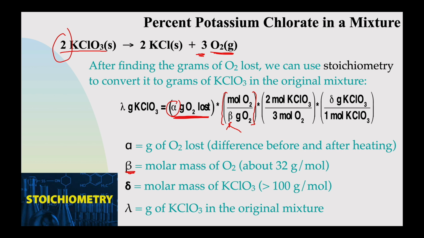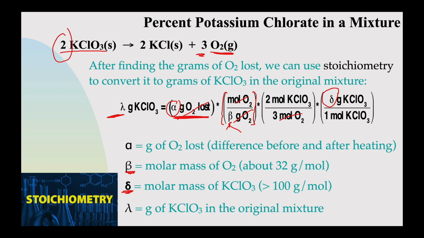So you can see here by the units that the grams of oxygen are going to cancel, the moles of oxygen will cancel, and at this point we would have the moles of potassium chlorate in the original mixture. But we want to turn this back into grams of potassium chlorate. So this lambda is the grams of potassium chlorate. This is the molar mass, the grams per mole of KClO3. So you're turning moles of KClO3 into grams of KClO3.